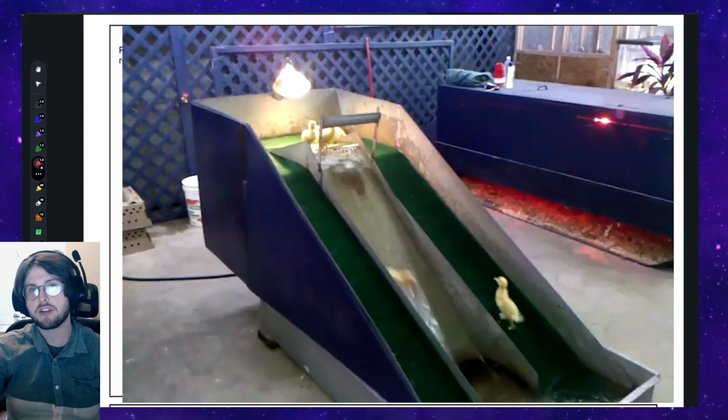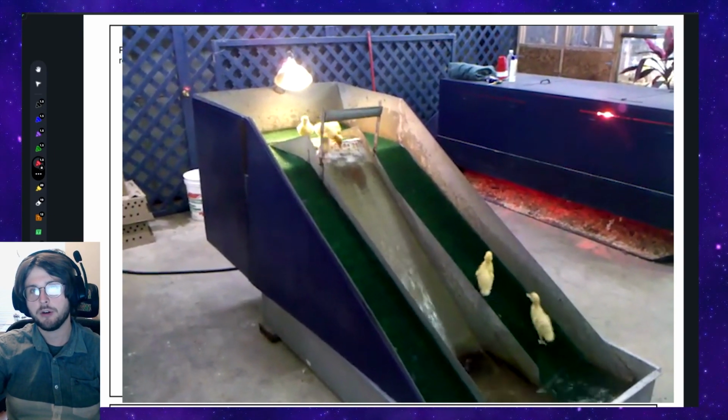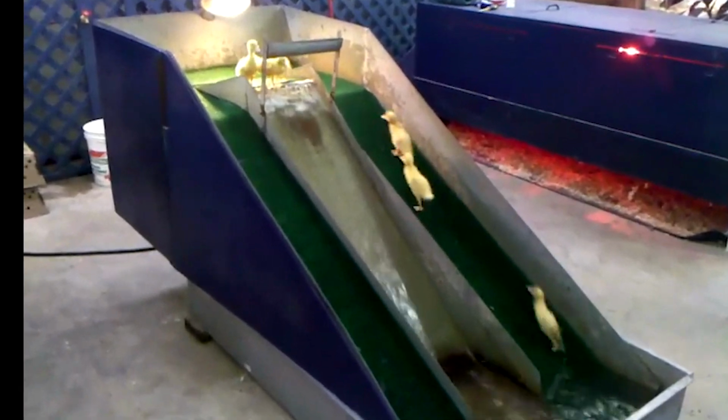Ever wondered about the physics of a duck on a water slide? Well, today we're going to work it out.